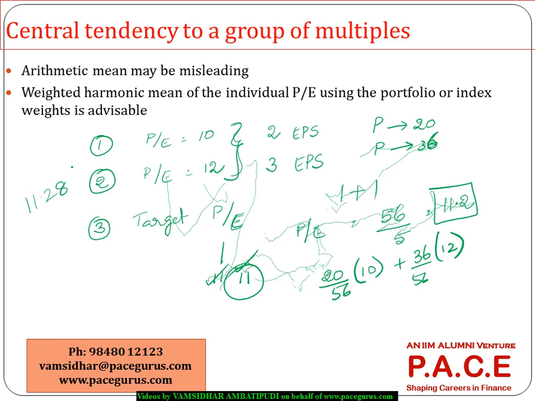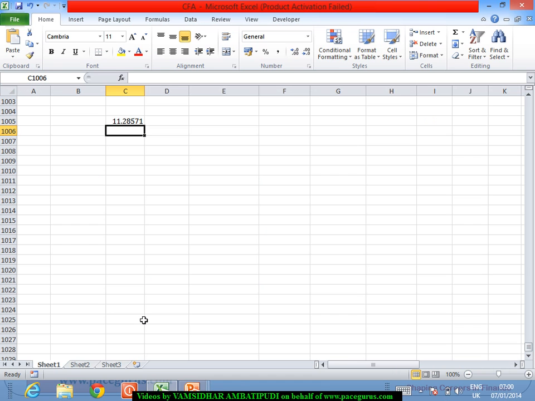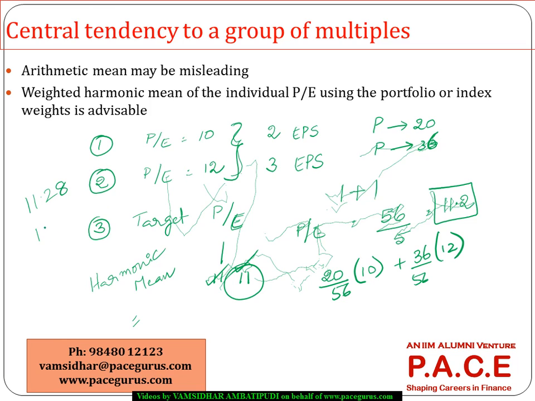Let's say I am taking a harmonic mean. What am I going to get? I'll take the reciprocals first and find the mean of the reciprocals: the average of 1 by 10 and 1 by 12. That is the mean of the reciprocals, and I take the reciprocal of that, the reciprocal of the mean of the reciprocals. This comes out to somewhere around 10.9. Even that is not a correct reflection.